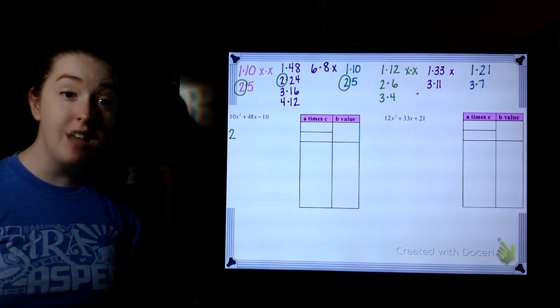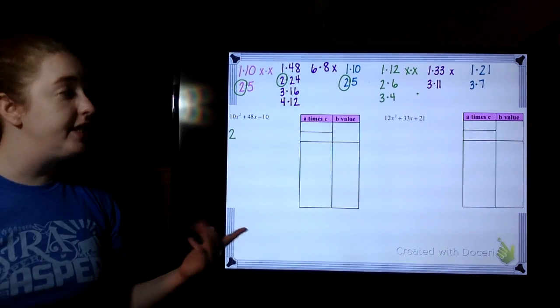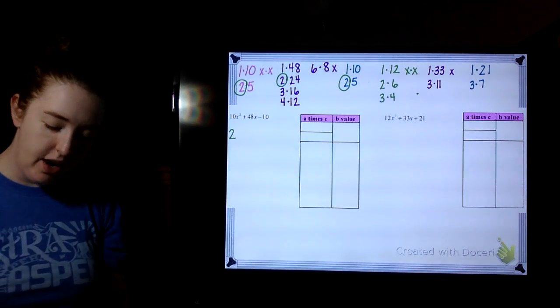So, what is my greatest common factor? What do all of these terms have in common? They each have a 3 in common.